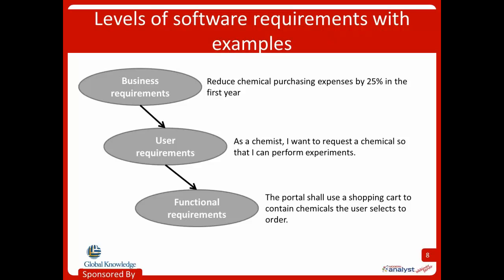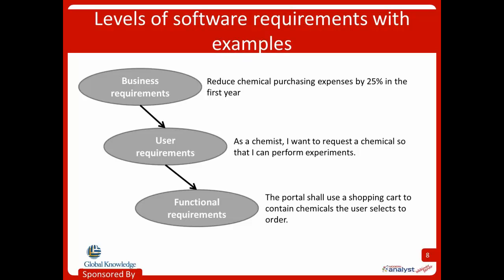Okay, and here's an example for each of those different requirements levels. Throughout this talk today, I'm going to give you examples from a sample project called a chemical tracking system. This is just a sampling of requirements from that particular system. At the top level, we have a clear objective that tells us why we're building the system. In this case, it's to reduce our chemical purchasing expenses by 25% in the first year. The user requirement is much like a user story if you're familiar with the Agile world. It explains what the user desires: as a chemist, I want to request a chemical so that I can perform experiments.